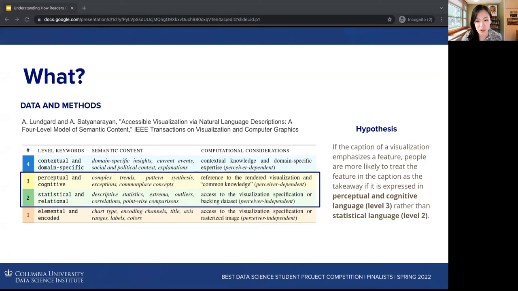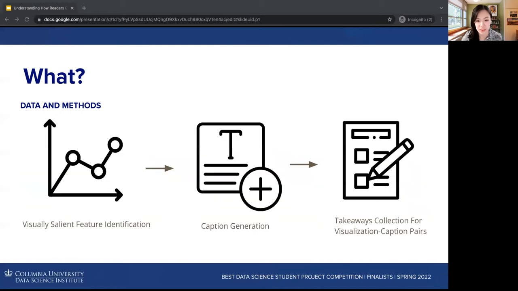Here's our hypothesis. If the caption of the visualization emphasizes a feature, people are more likely to treat the feature in the caption as a takeaway if it's expressed in level 3 rather than level 2. Our experiment is divided into 3 parts.